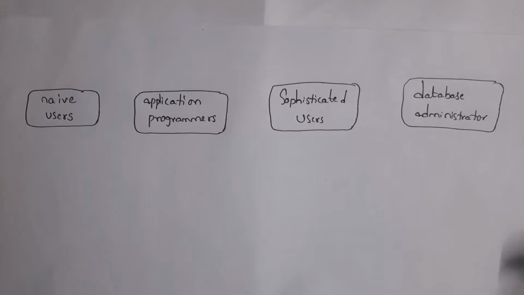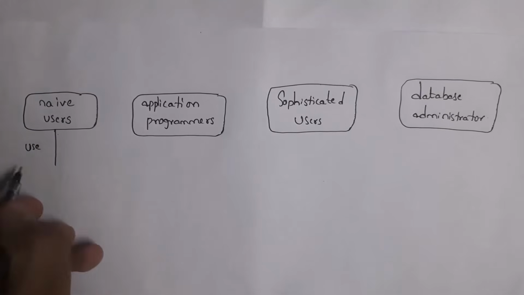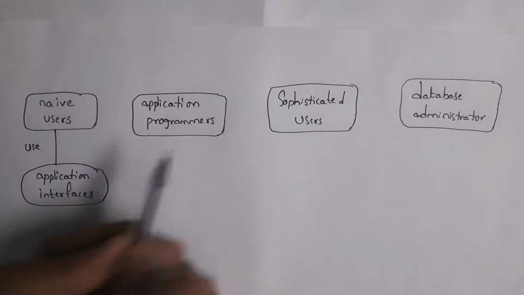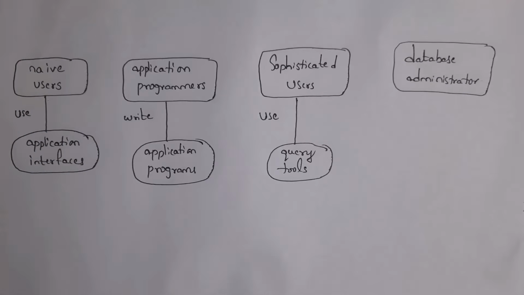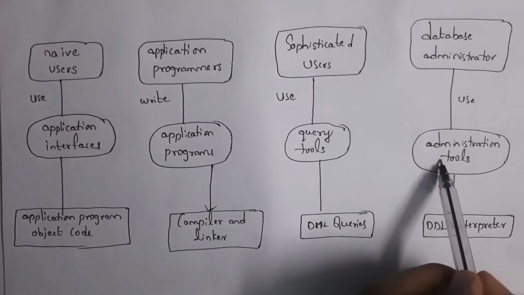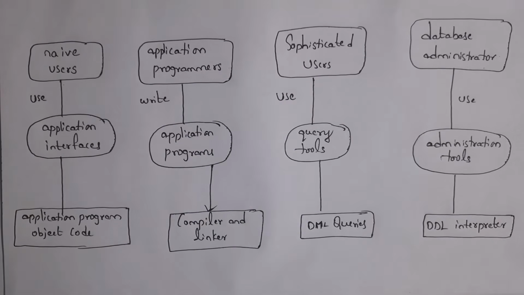Now I will explain database system architecture. In total there are 4 types of users. Naive users, application programmers, sophisticated users and database administrator. Naive users use application interfaces, whereas application programmers will write application programs, and sophisticated users use query tools in order to write queries. The database administrator will use administration tools in order to define the structure of the database.